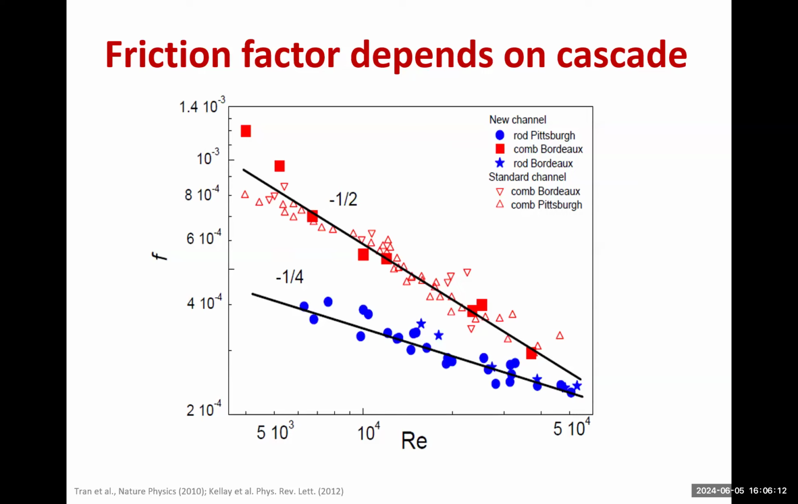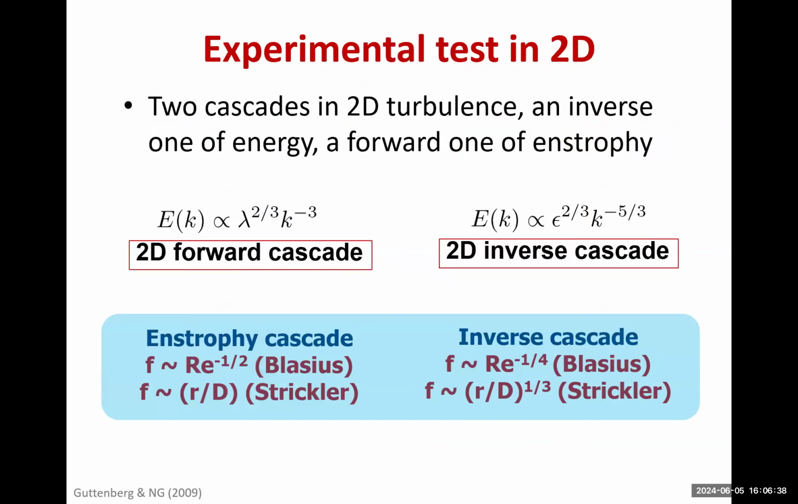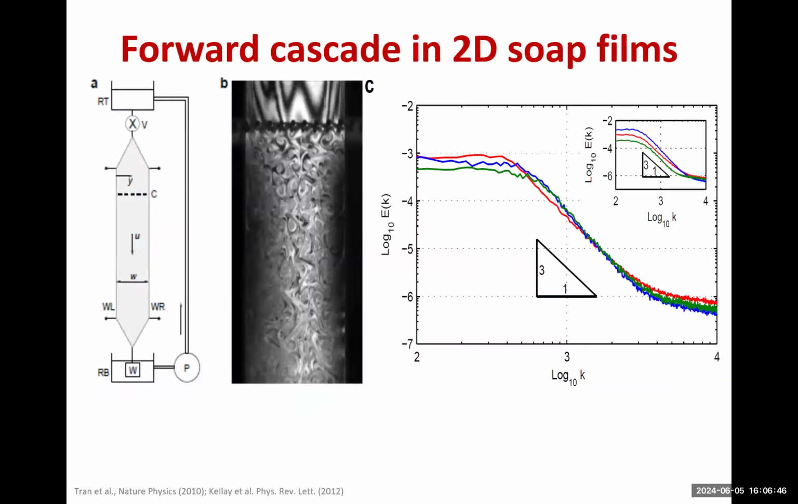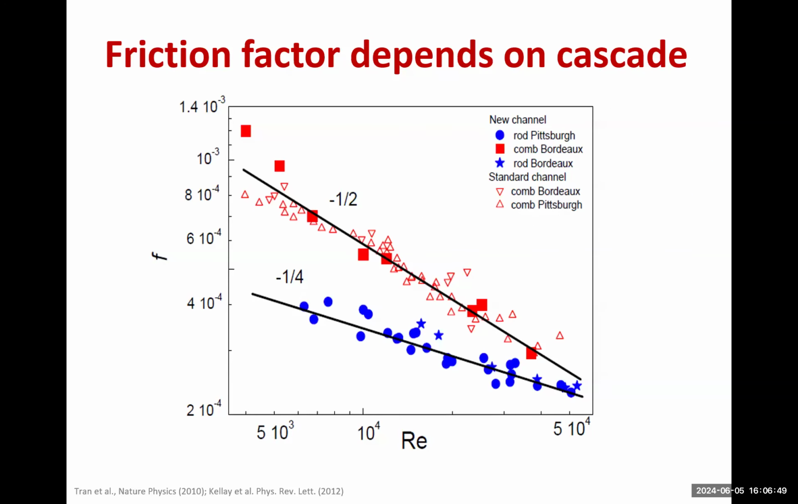So what we predicted was when you have the inverse energy cascade, k to the minus 5/3, the friction should go like it does in 3D. There's what I call the Blasius law. Friction should go as Reynolds number to the minus 1/4. When you go to the enstrophy cascade, which goes in the opposite direction, from large to small, then it should go like Reynolds to the minus 1/2. That was the prediction. So here you are, the inverse cascade Reynolds to the minus 1/4, the enstrophy cascade Reynolds to the minus 1/2. So we did the experiment, and that's the data.